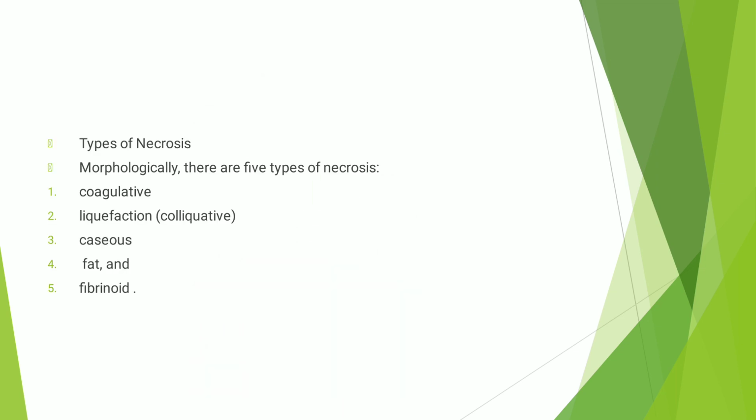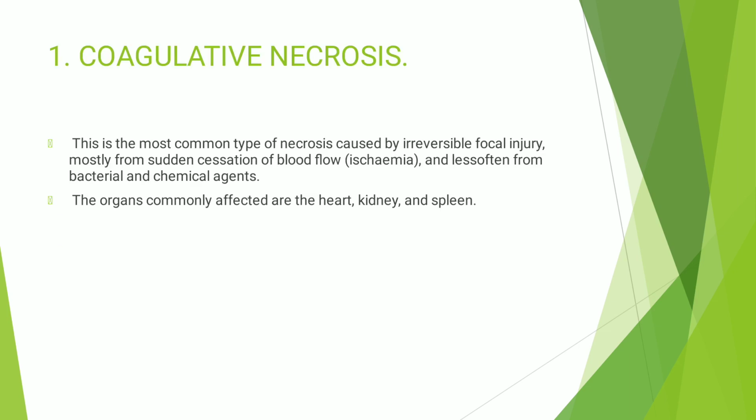Coming to types of necrosis. Morphologically, they are classified into 5 types: coagulative, liquefactive, caseous, fat necrosis and fibrinoid necrosis. Coagulative necrosis. This is the most common type of necrosis caused by irreversible focal injury, mostly from sudden cessation of blood supply, that is ischemia, and less often from bacterial or chemical agents. The organs commonly affected are heart, kidney and spleen.